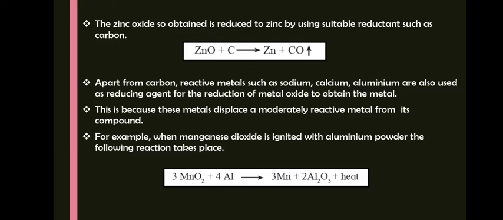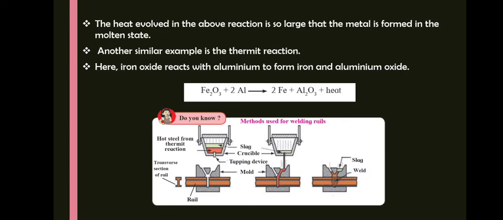What do we mean by reduction? Wherein when we say reducing, right? So you are giving electrons to something. Okay, this is because these metals displace a moderately reactive metal from its compound. For example, when manganese dioxide, MnO2, is ignited with aluminium powder, the following reaction will take place, forming manganese, aluminium oxide and heat. The heat evolved in the above reaction is so large that the metal is formed in the molten state.